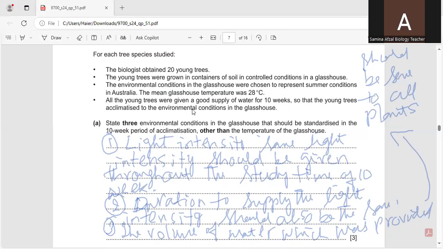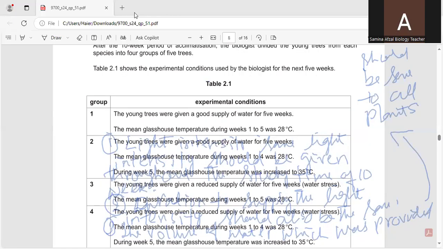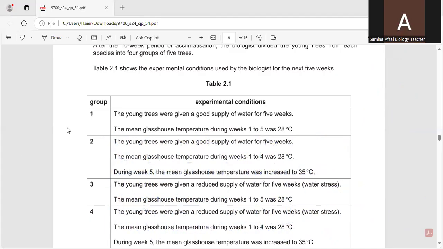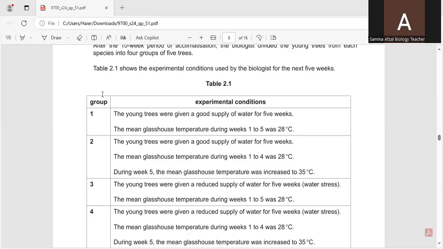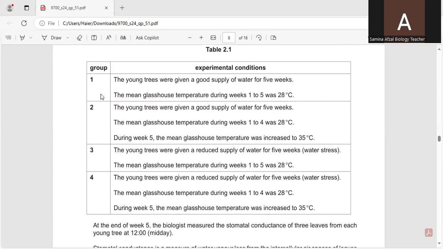We are moving towards the next question. First of all, we have to discuss the conditions for the question. After the 10-week period of acclimatization, the biologist divided the young trees from each species into 4 groups of 5 trees.